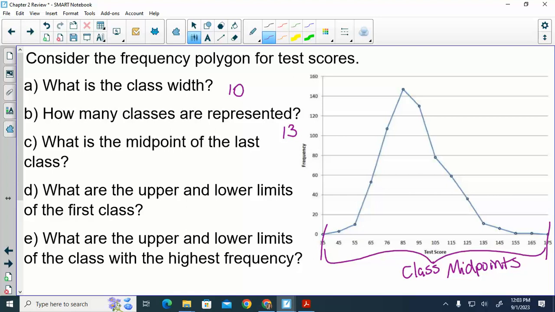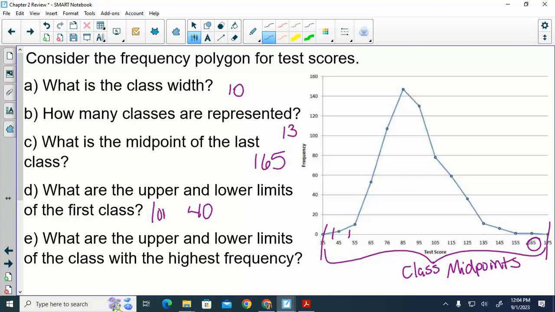What is the midpoint of the last class? Remember, these are the midpoints. So the last real midpoint we had, the upper and lower limits of the first class. So the first class, the midpoint is 45. That means this class started here and ended here. What's halfway in between 35 and 45? 40. So my lower limit is 40.